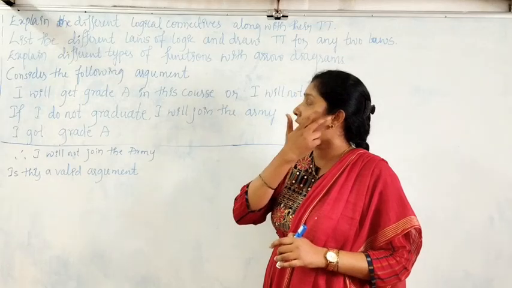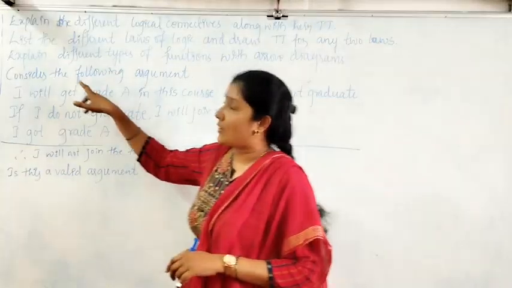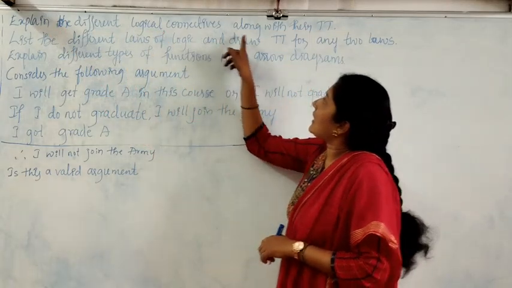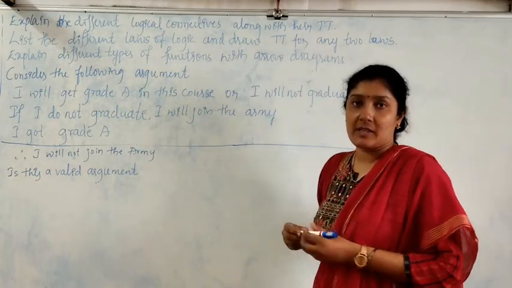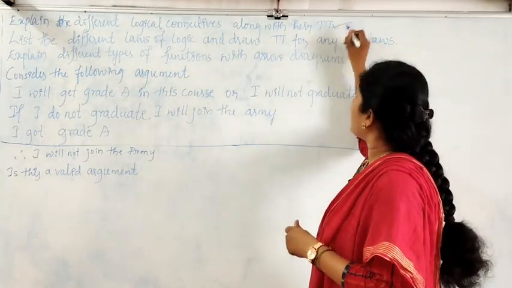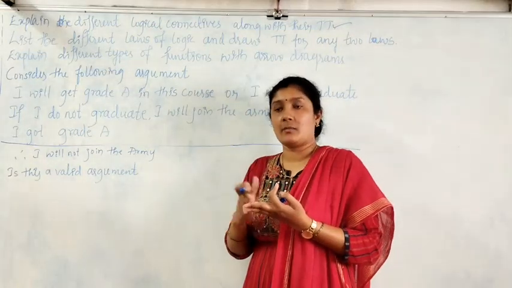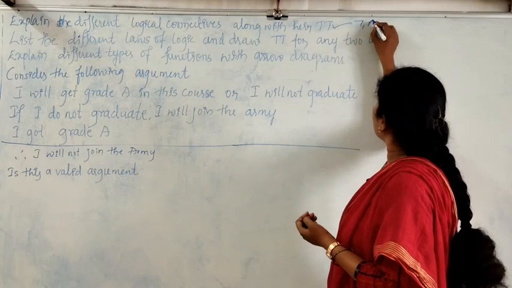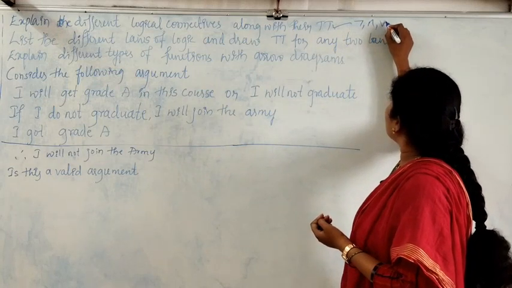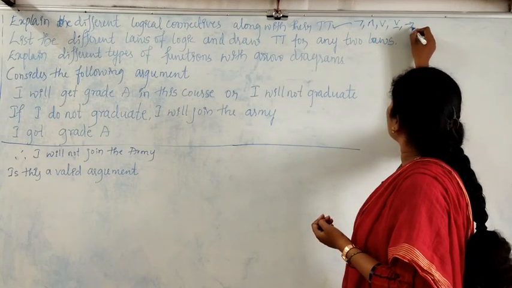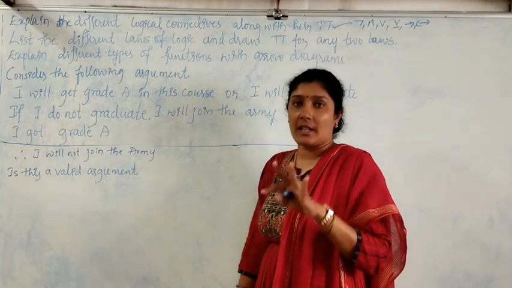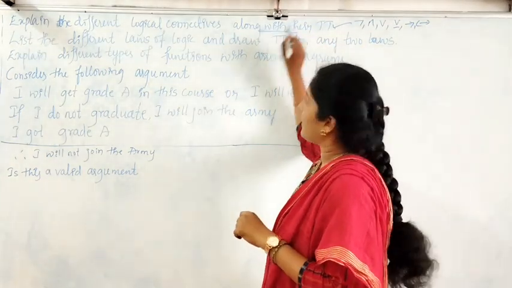So, here there are few questions. Explain the different logical connectives along with their truth tables. So, what are the logical connectives? As we studied, negation, okay, conjunction, okay, disjunction, exclusive disjunction, conditional, biconditional. So, all these come under logical connectives, okay, which has already been covered.